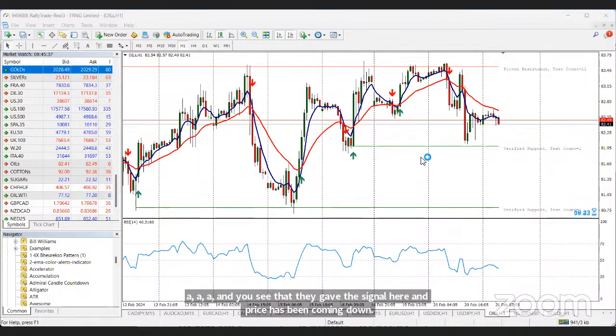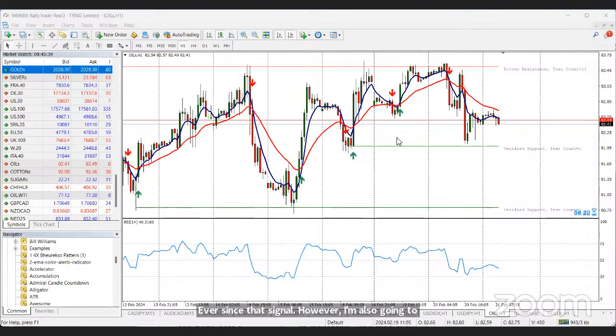We see that it simply gives you signals, so either a sell or a buy. And you see that it gave this signal here and price has been coming down ever since that signal. However, I like combining it with support and resistance. So we can see price gave this signal here and price has moved down here. I'm sure it's going to create that signal again once it's about to go back upwards for a buy.